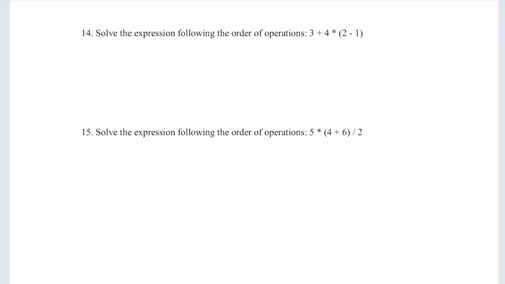Solve the expression following the order of operations. So remember, order of operations is parentheses, power, multiplication, division, add, subtract. Okay, so first thing we're going to do, we have 3 plus 4 times 2 minus 1. So the first thing we're going to do is, there's no powers, so parentheses. So this is our first step.